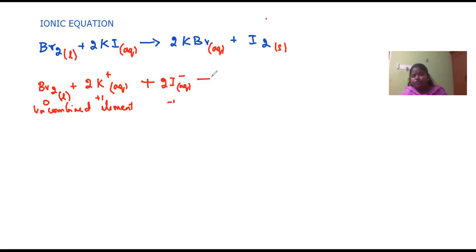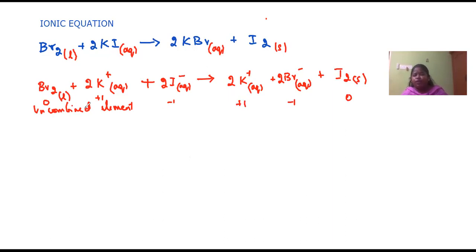Iodide ion, again aqueous state. So this leads to KBr, which is again aqueous, so you can write it as ions. If it is a solid, or a liquid like concentrated H2SO4, or any gas, you can't write it as ions. Since it is aqueous, it dissociates into ions. So K plus aqueous, and 2Br minus aqueous, plus iodine, which is solid, so again 0. Oxidation number over here is minus 1, over here plus 1.